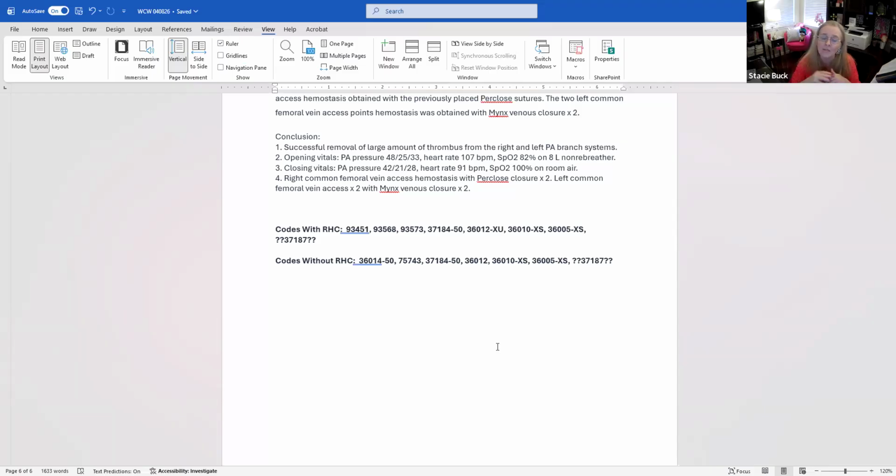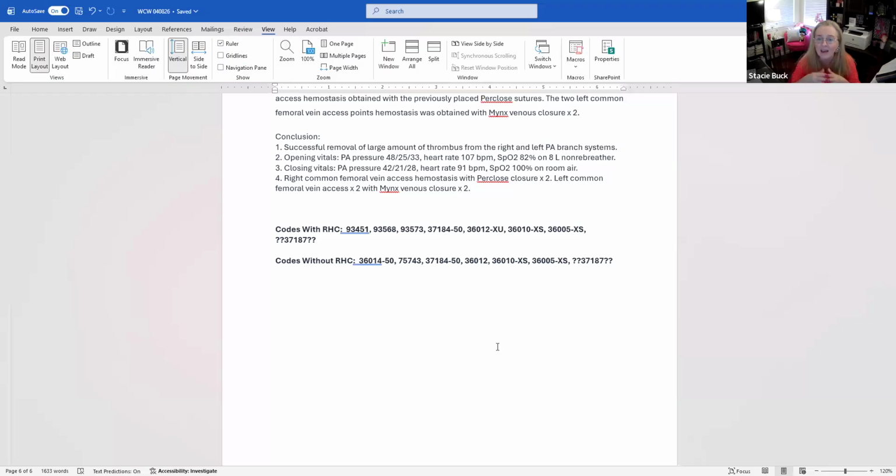And then beneath that, we have the codes without the right heart catheterization. So you'll see here, now we're going to code for the catheterization associated with the pulmonary thrombectomy, the 36014 with modifier 50, or depending upon how you interpret this report, I said possibly a 36015. I went more conservative on this. And then we have the 75743 for the bilateral selective pulmonary imaging, 37184 for bilateral pulmonary thrombectomy is the same. And then you see the catheterization codes there also are going to be the same as well.